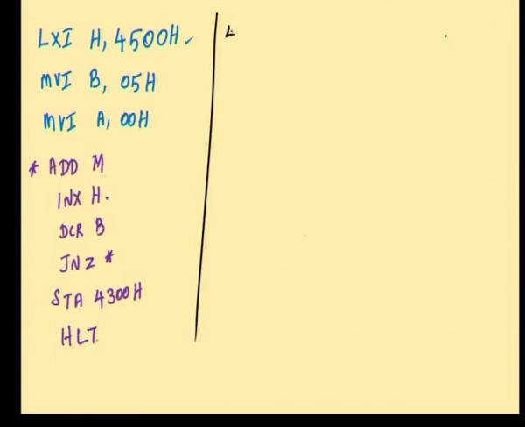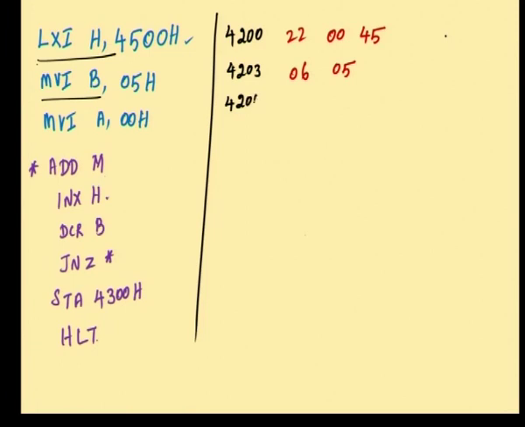So now I am taking the address 4200. In 4200 first I have to write the opcode for LXI H, which is 21. Then I have to give the lower byte address 00, then 45. So that takes 3 addresses. Then the next address is 4203. Here I have to give MVI B, opcode 06, operand 05. It needs 2 addresses, so the next address is 4205.